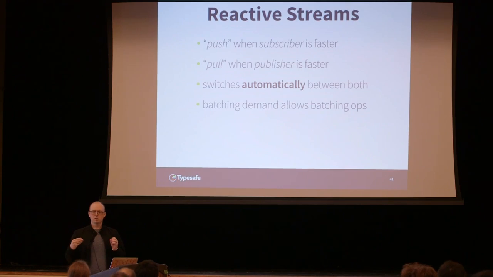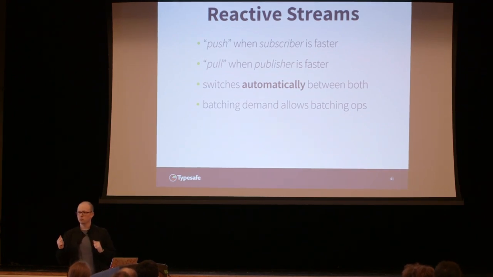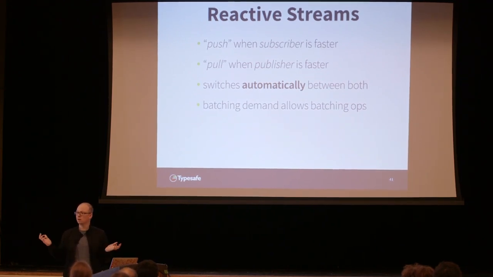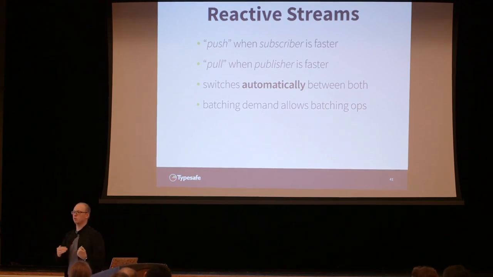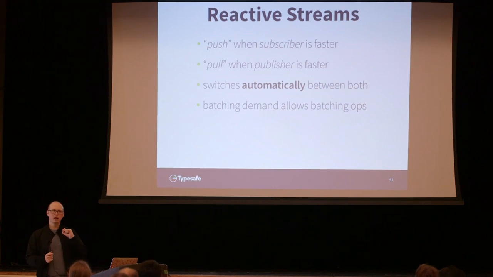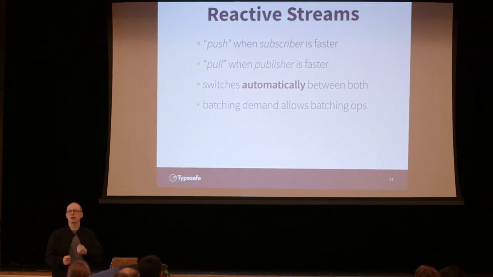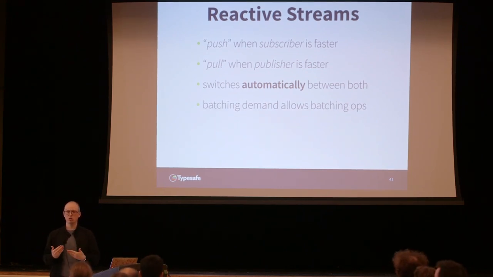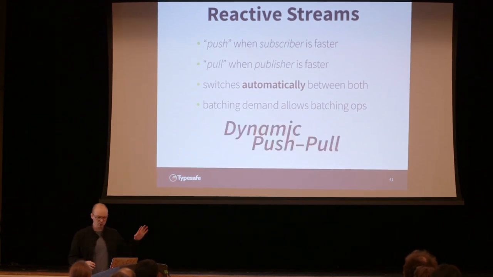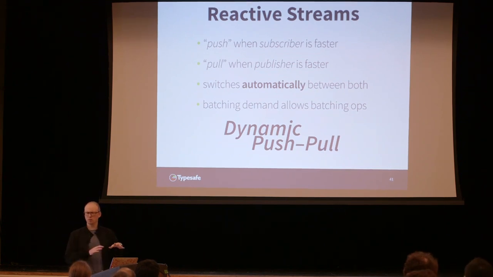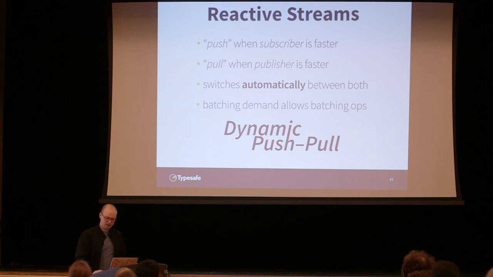Demand can be propagated whenever the subscriber wants to. So if the subscriber says that he wants 5 ice creams and then 2 seconds later says that he wants an additional 5, that's fine. You can batch this demand, saying I want 100 ice creams, so you amortize the cost of transporting the demand. Because if you build the implementation such that you request one, you get one, you request one, it becomes effectively a pull model. But you can amortize the cost of the pull by requesting more. So we call this property dynamic push-pull. There was no good word for it, so we just invented one.